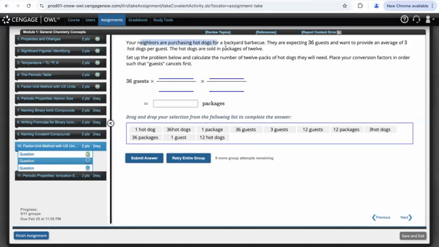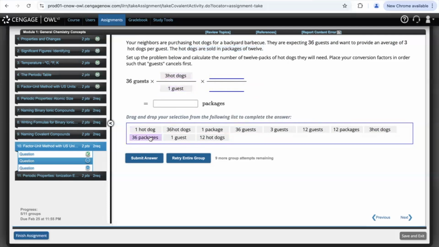All right, so your neighbors are purchasing hot dogs for their backyard barbecue. They're expecting 36 guests and want to provide an average of 3 hot dogs per guest. All right, so then the hot dogs are sold in packages of 12. So for every 1 guest, we want to serve 3 hot dogs. All right, so I put guest on bottom, so the guest cancels, but I'm not quite to packages yet.